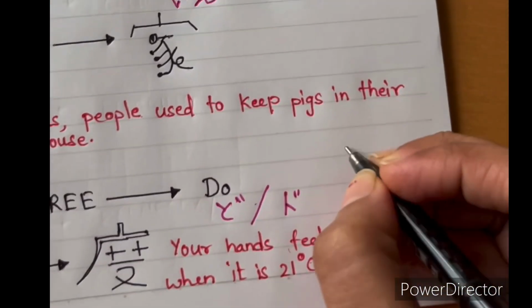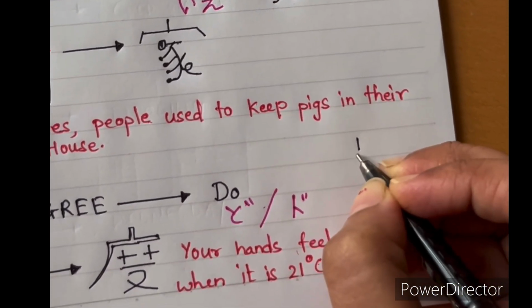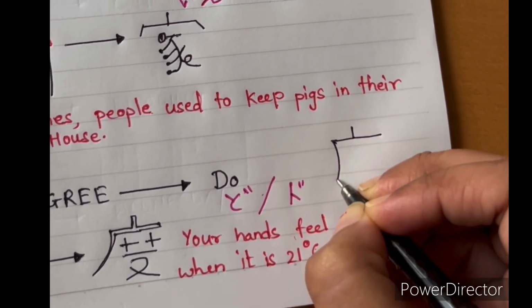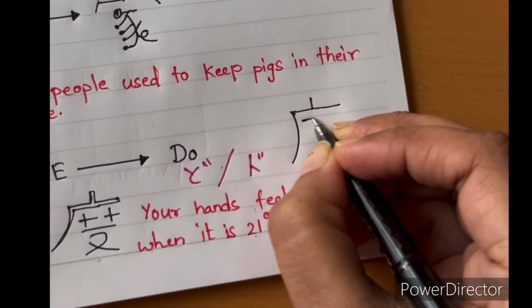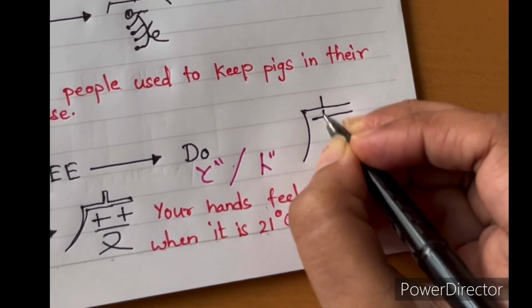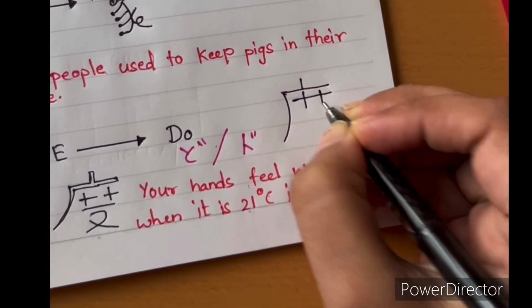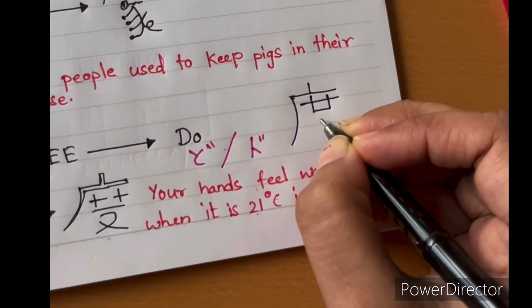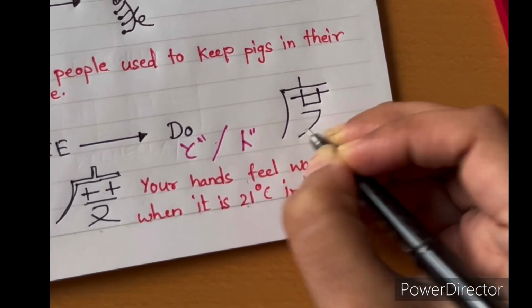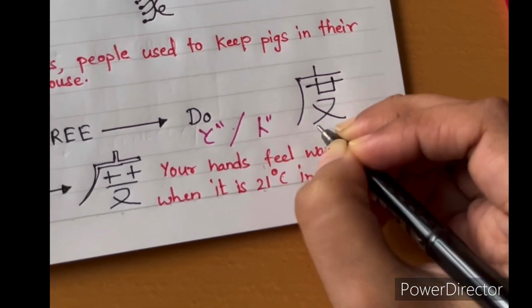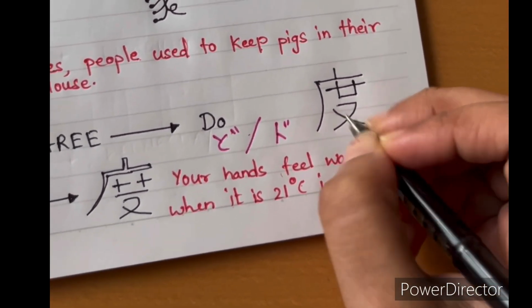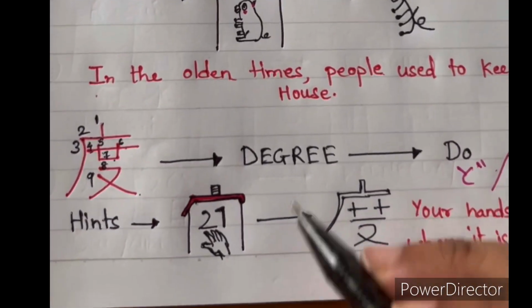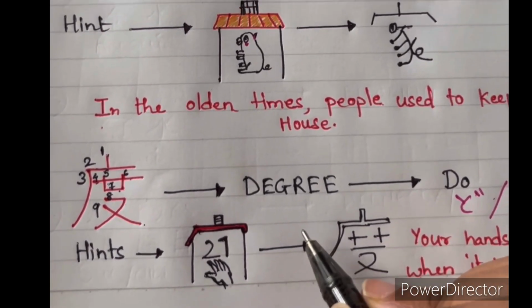Okay. So this is the first stroke. Then comes the second stroke. Then the third stroke. Then the fourth stroke. Fifth stroke. Sixth stroke. Seventh stroke. And this is the eighth. And this is the ninth. So this looks like a hand, doesn't it? This is the building and this is the hand. So this is the kanji for degree.